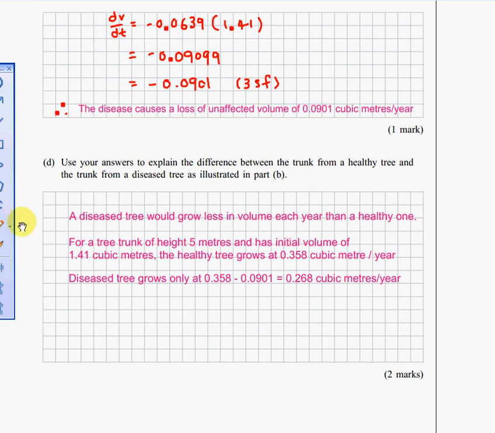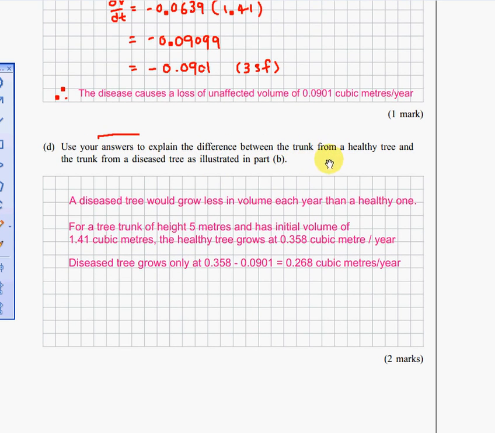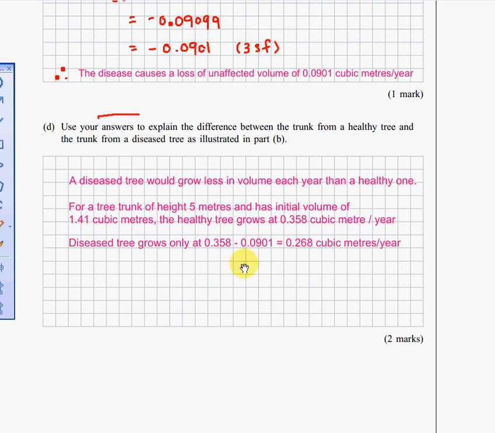And so when they ask you to explain, and you see that the answers are in plural, they ask you to use all the answers that you obtained to explain the difference between the trunk from a healthy tree and the diseased one. So that actually implies what the answers we obtained so far show, that the diseased tree would grow less in volume each year, but the question is by how much. Easily you can find out by using the healthy tree, subtracting what happened to the unaffected volume, and get this.